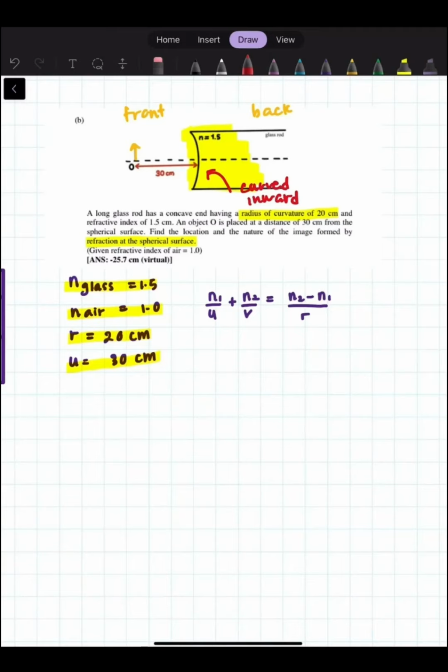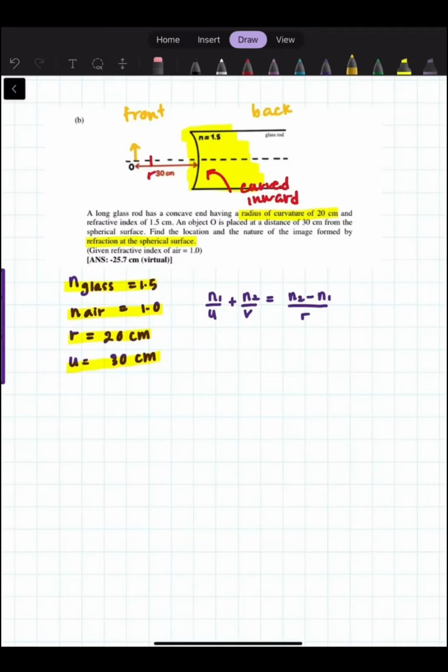So again, let's find out where the radius of curvature will be. Previously I talked about the center of curvature. The center of curvature is basically the center of the spherical surface. If we imagine that we draw a circle over here, the center of curvature is somewhere over here. The distance from the circle to the center of curvature is the radius. So our radius will be over there. Let me erase that.